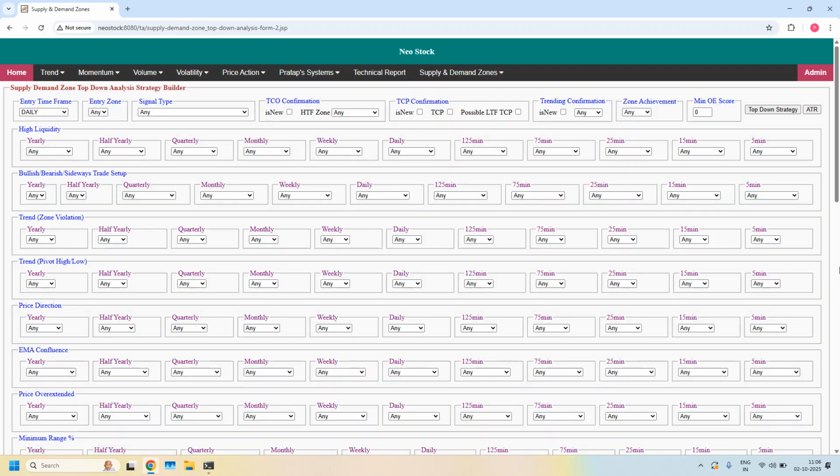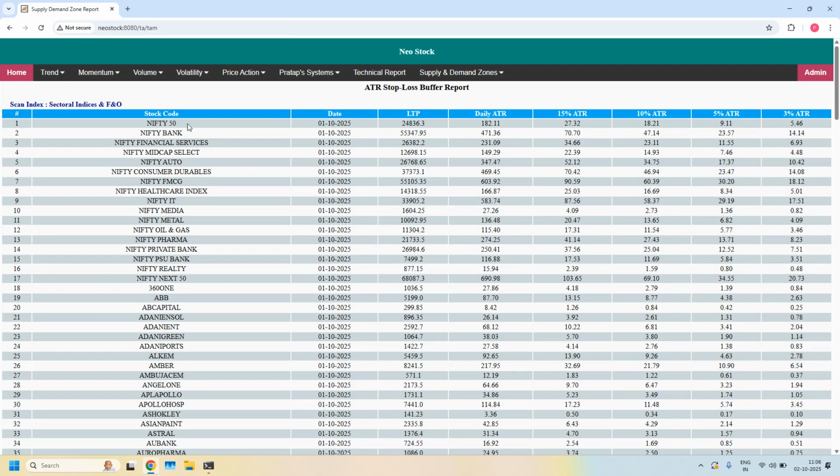And in the final report, let us generate stop buffers based on daily ATR. First 17 in this list are indices, remaining all are equity stocks. So I'm scrolling the list down. Whichever the stock you want to refer, pause the video, you study. After that, you can proceed further. Okay, I'm scrolling the list down.